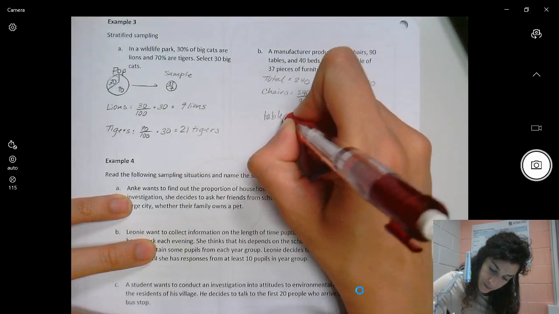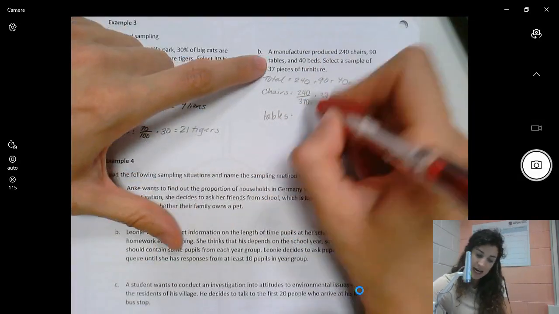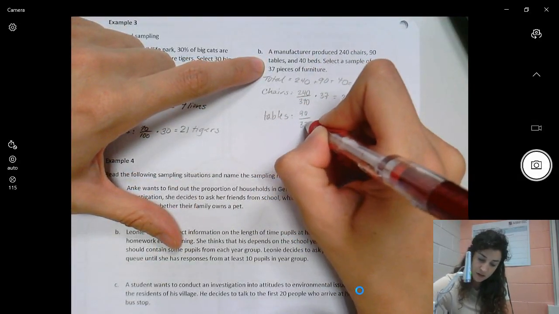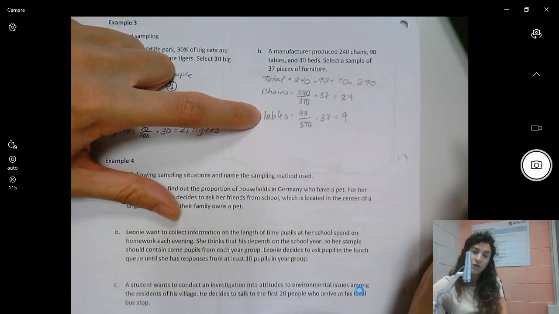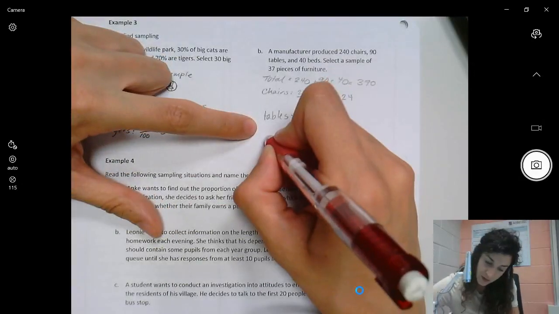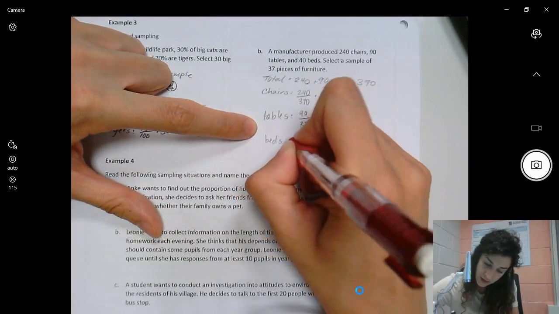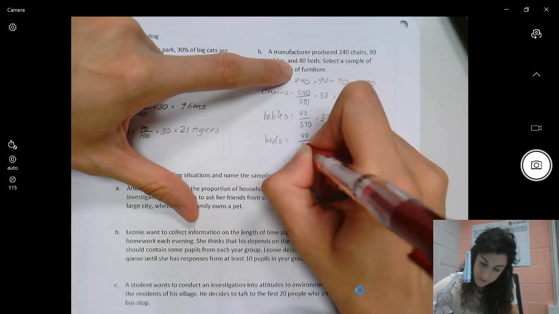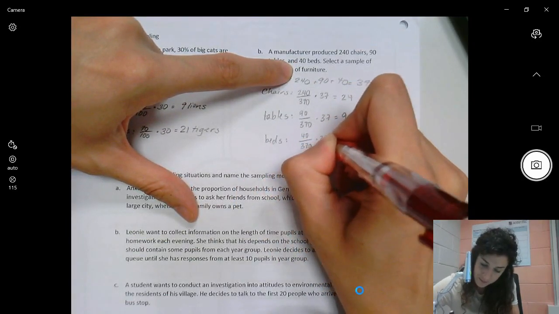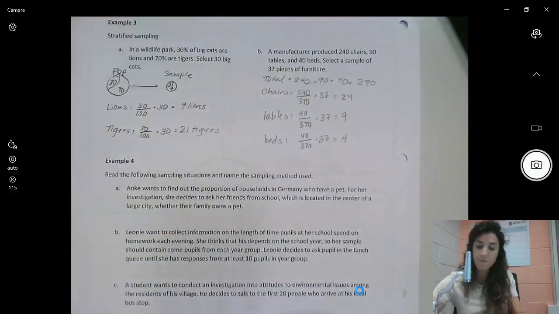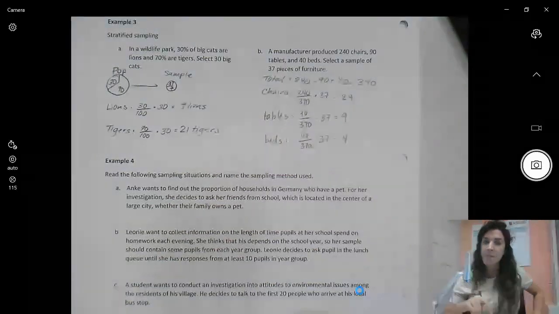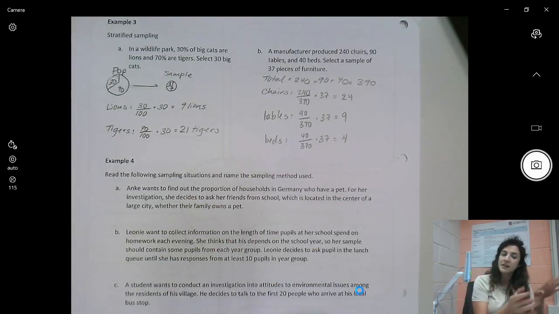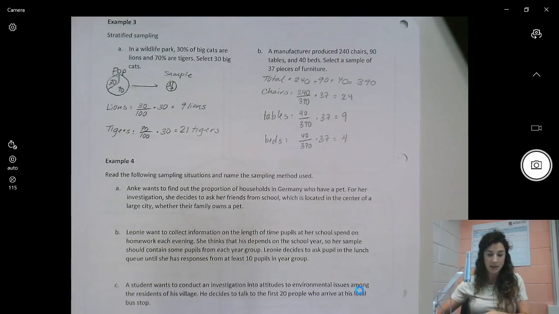For tables, we have 90 tables, which means we need to pick out 9 for this sample. Beds, we have 40 beds, which means we need to pick 4 for the sample. So that's how you do stratified sampling, just a really quick overview of that. And let's move on to labeling types of sampling methods.